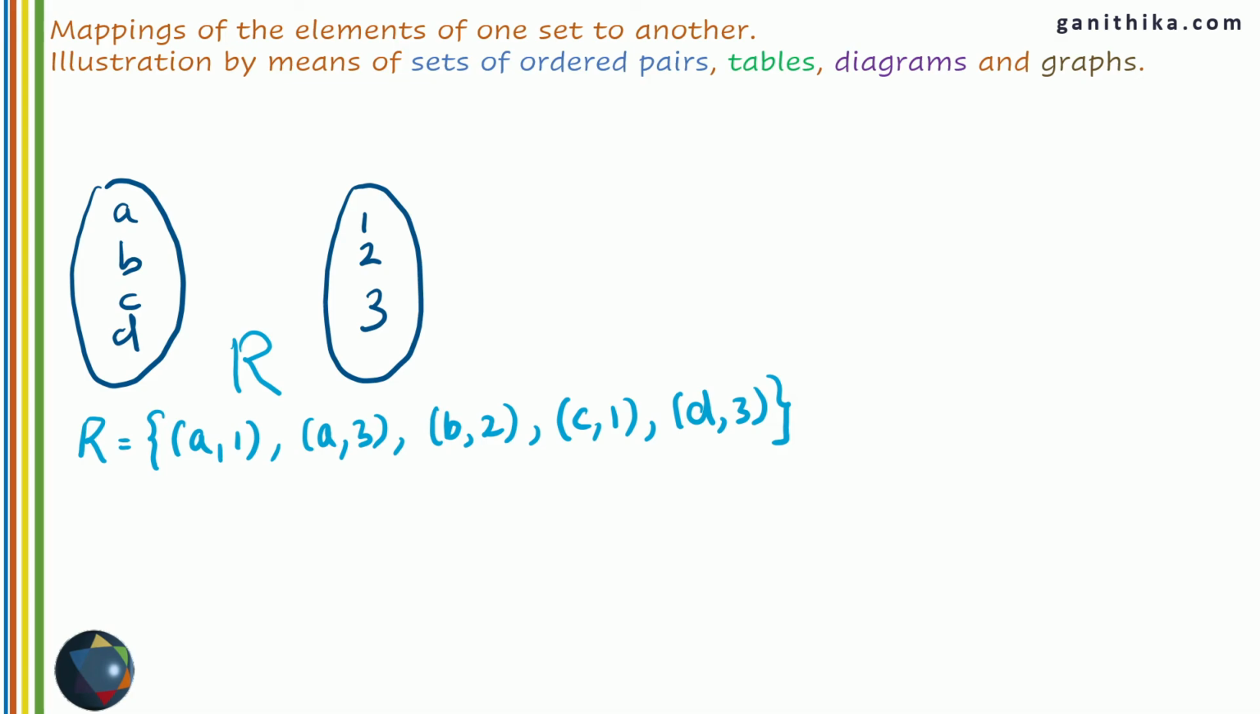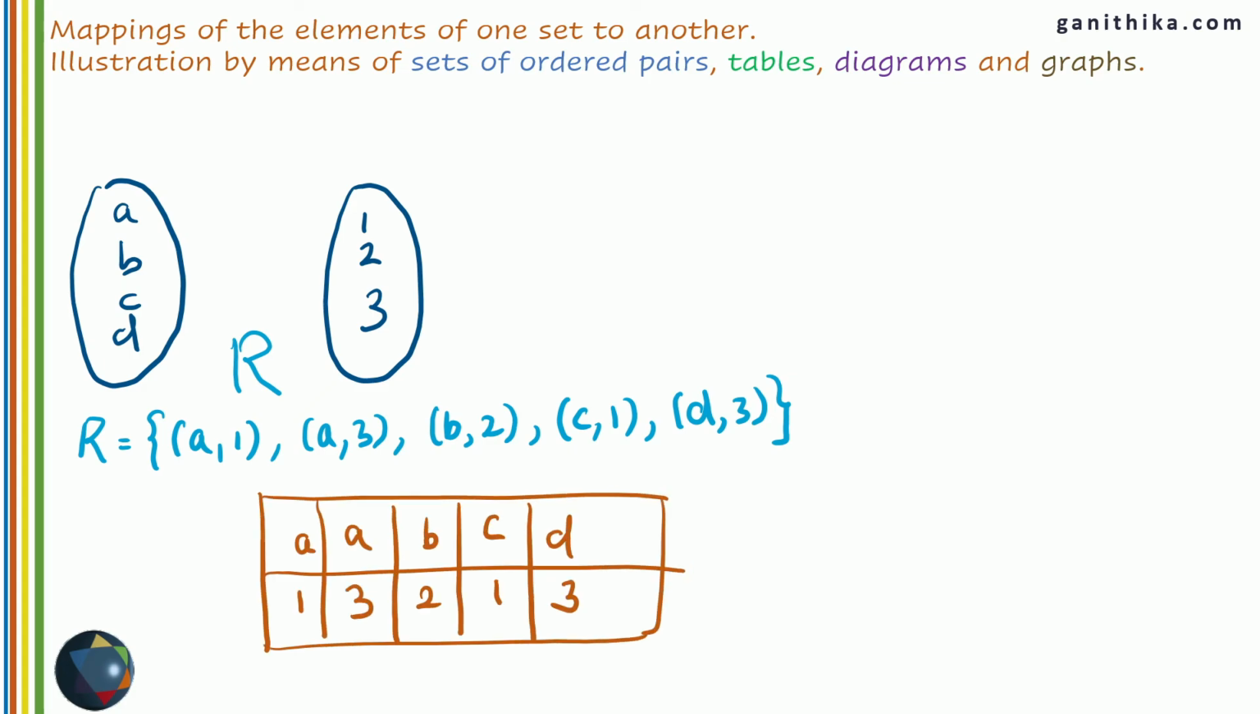A1 is an ordered pair, A3 is an ordered pair, B2 is an ordered pair, C1 is an ordered pair, D3 is an ordered pair. So these are all ordered pairs given in set form, and the relation is represented as a set of ordered pairs. Next, to represent this in table form, which is much easier, you can easily understand what this is. A1, A3, B2, C1, D3. This is the relation which maps A, B, C, D to 1, 2, 3 in different ways.